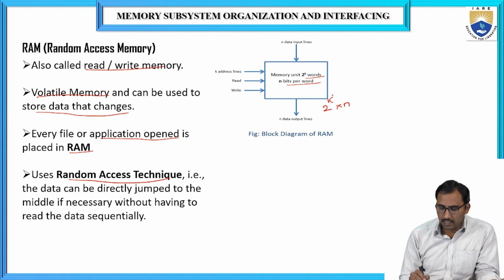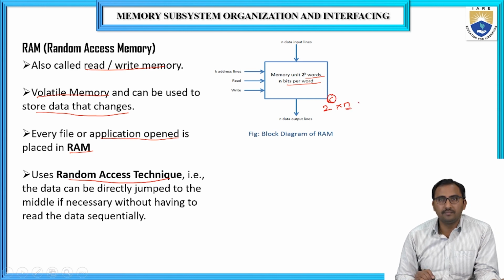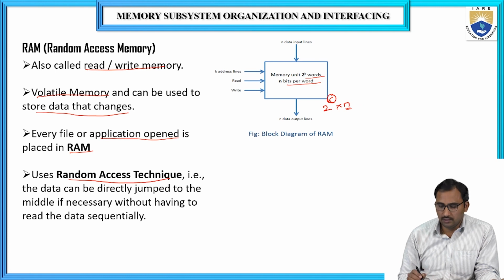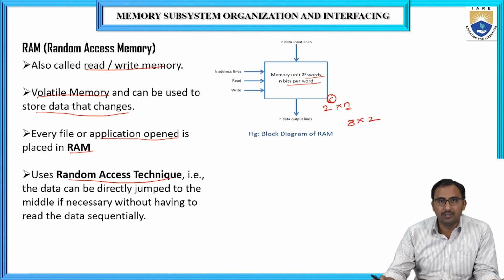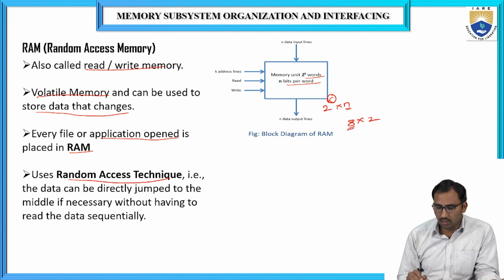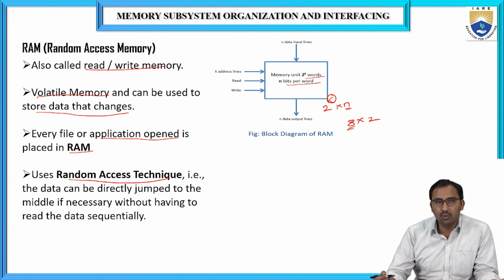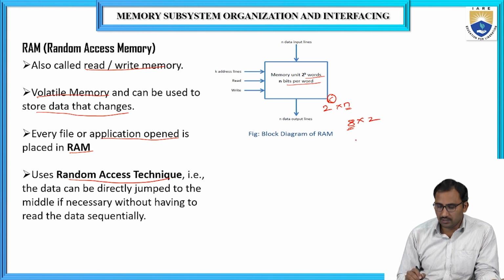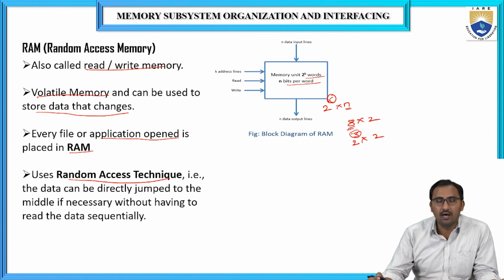Okay. So where k is the number of address lines and n is the number of data lines. So suppose you consider an 8 by 2 RAM chip. That means that particular 8 by 2 RAM chip contains 8 memory locations. So this 8 we can write as 2 power 3. So 2 power 3 means the number of address lines is 3.